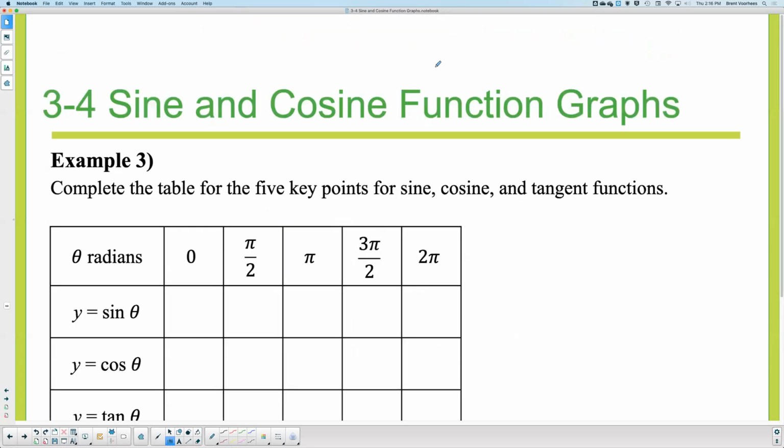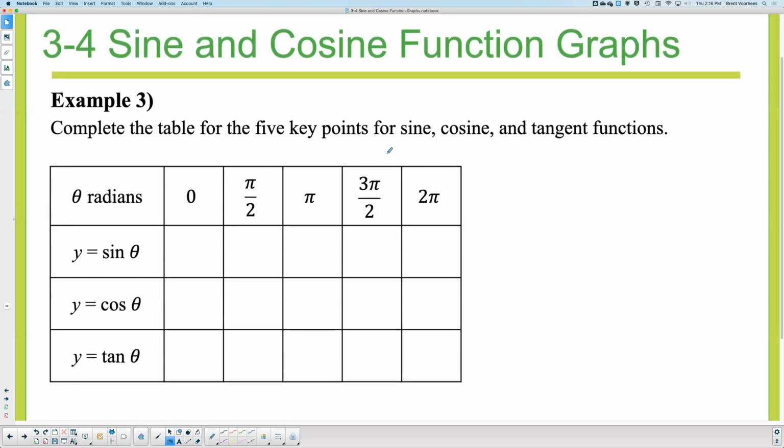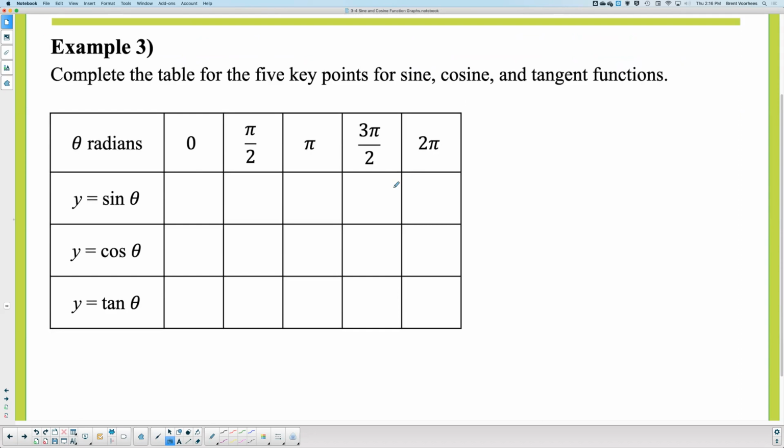All right, let's now go on to example 3. This time we're going to look at sine, cosine, and tangent. We're going to do this all together with our hand trick so we have it all in one spot. This time I'm only listing those 5 key points, just the 5 key points from the sine graph is where I've started off from. So let's see what we get.